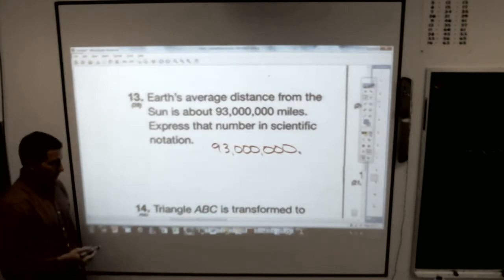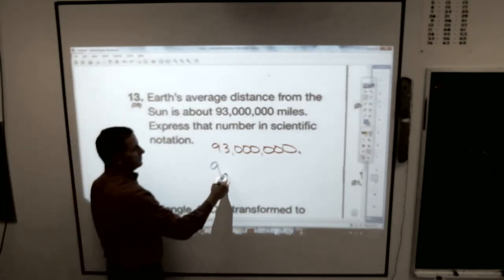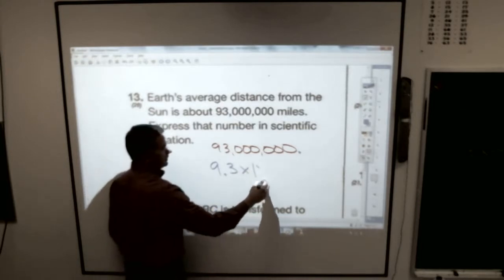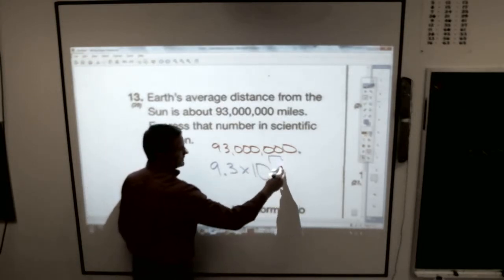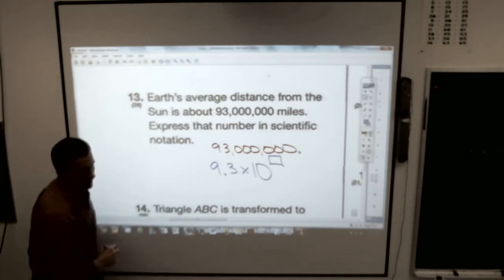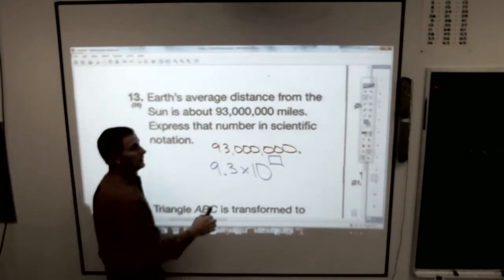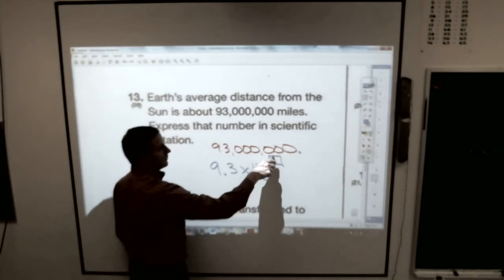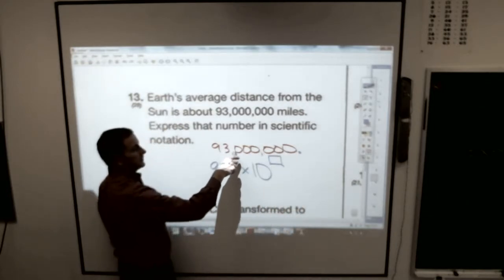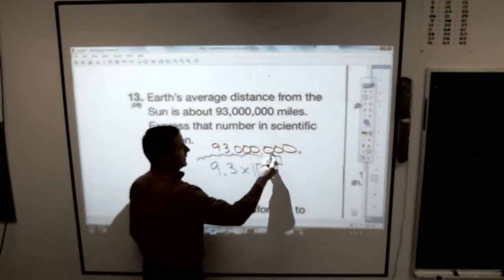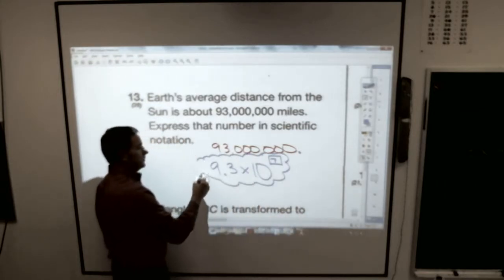Between 9 and 3. Correct. So now you have 9.3, and then you write down times 10, and the last thing you have to figure out is what's the exponent of 10 that's going to be there, and that exponent is just how many places you move the decimal. 7. I moved it 1, 2, 3, 4, 5, 6, 7 places. 9.3 times 10 to the 7th power.